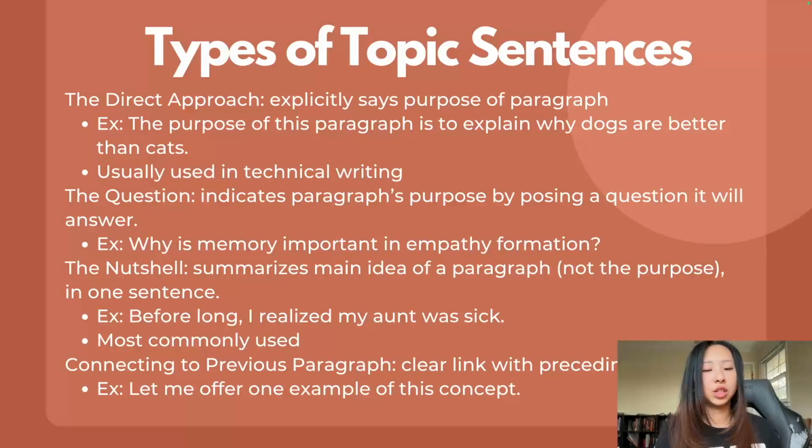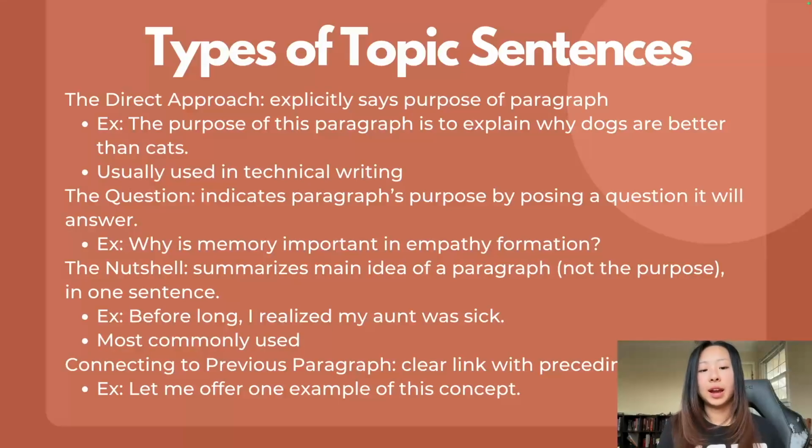The third one is the nutshell, and this is when the paragraph starts with a sentence that summarizes the main idea or key point in the paragraph. An example is, before long, I realized my aunt was sick. This method immediately establishes the topic or event that the paragraph will discuss, and it's a very natural way to ease the reader into the details or evidence. You can use this especially in narratives, reflections, and analytical essays, because it's able to clearly communicate the paragraph's main idea without being too formal.